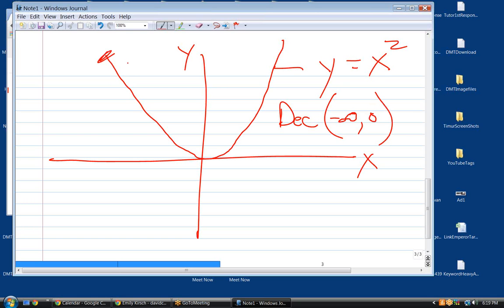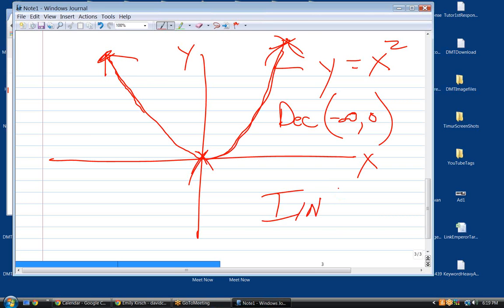Notice it's decreasing all the way from as far left as you want to go on the x-axis. In other words, this means it goes like that forever. So it's decreasing from negative infinity all the way to this point on the x-axis, at which it flattens out. And then it starts increasing. In other words, from here to there, it's always increasing.